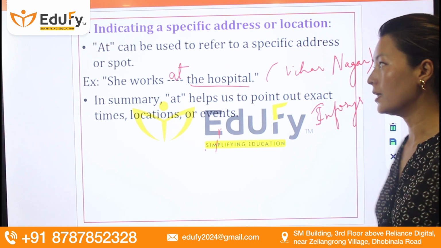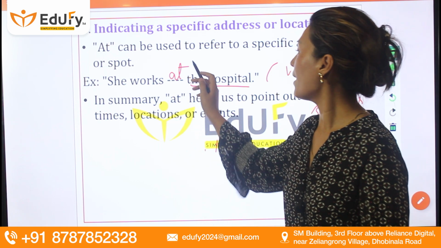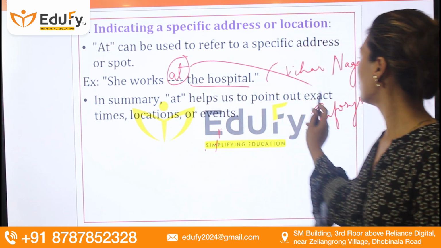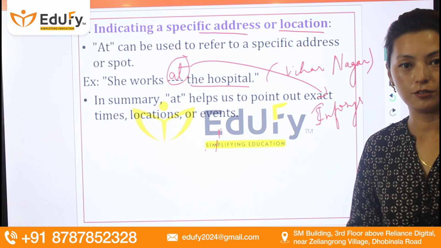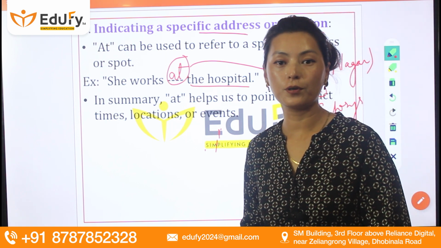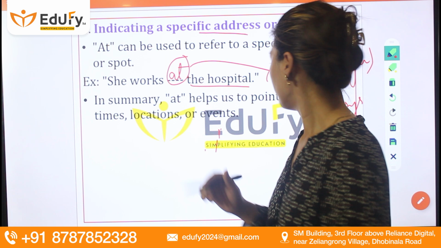Infosys is a company. So you will have to write, she works at Infosys. So at is used to point out towards a particular address or a particular location. So these are the 4 points that you have to remember when we are dealing with prepositions.